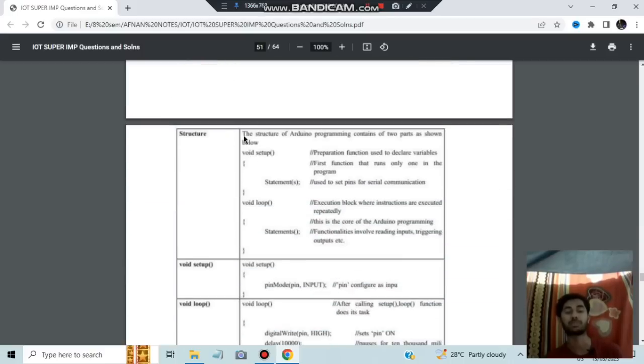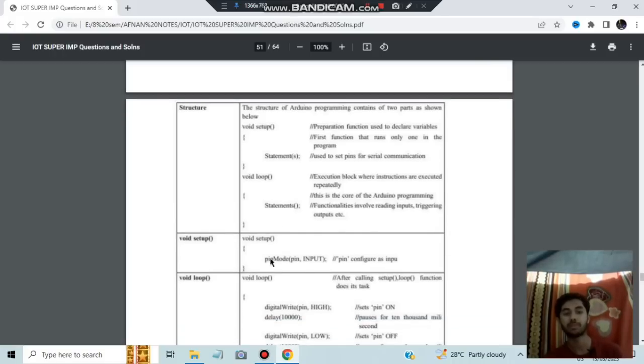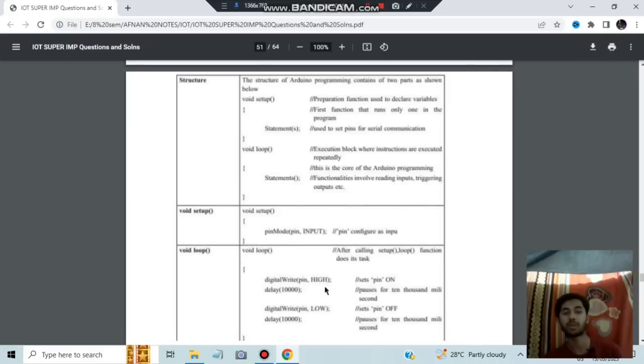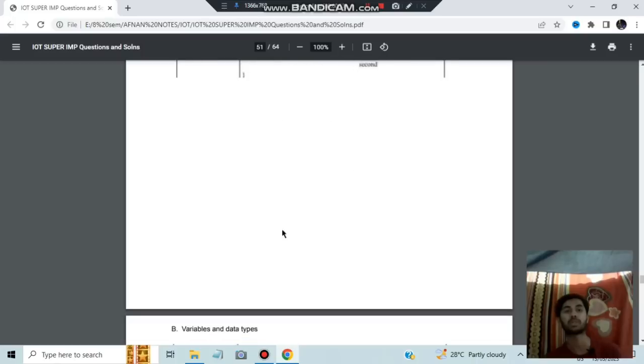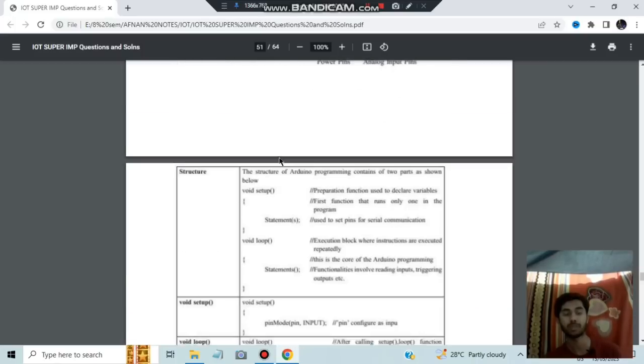Like this structure, it has two things: void setup, in which the setup things will be done, and void loop, in which looping statements or iterative statements will be done. Examples are given here: pinMode, pin input, pin configuration will be done here, and loop means whatever has to be done repeatedly, like on and off here. In this case, it is given, that is also mentioned in the looping part. Okay, that was about the first one, structure.